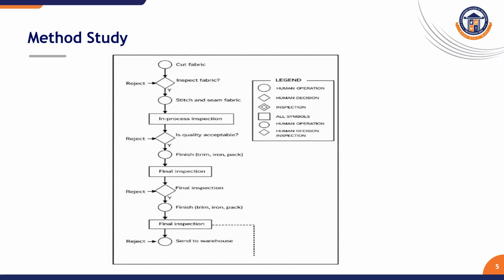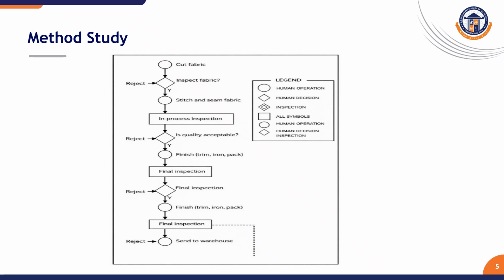What is denoted as O is an operation going on. What is denoted as a diamond is inspection going on. Similarly, that is how we'll be seeing it. You cut the fabric, and as you are checking the fabric, you inspect. There may be some rejections. After rejections, the fabric is stitched and the seam fabric, and in-process inspection goes on after that.